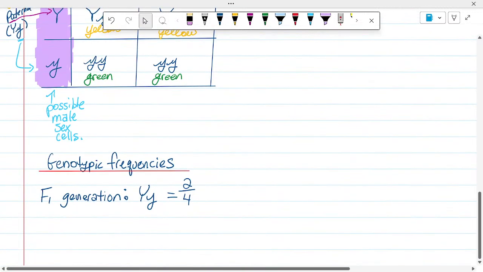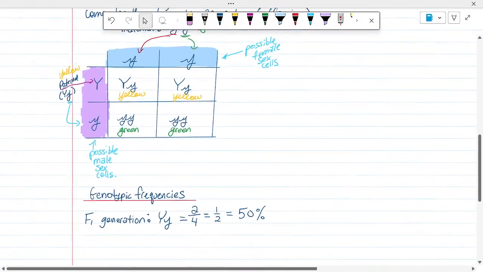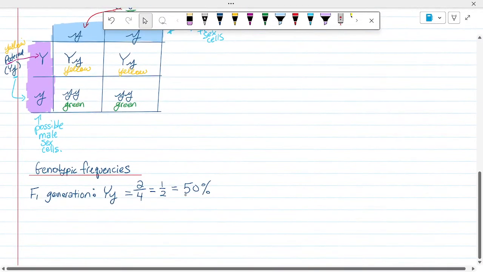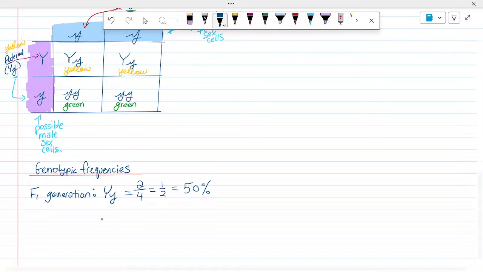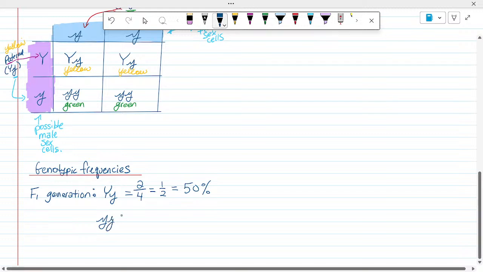We could write that as a fraction. Nothing wrong with that. Could that be written as a better fraction? A half is probably a little clearer. What if we wrote it as a percentage? What's a half as a percent? 50%. Cool. So in other words, if these 2 plants keep being crossed, we would expect 50% of their offspring to be big Y, little y. What's the other genotype here? Little y. And how often is that? 2 out of 4, which is 50%.